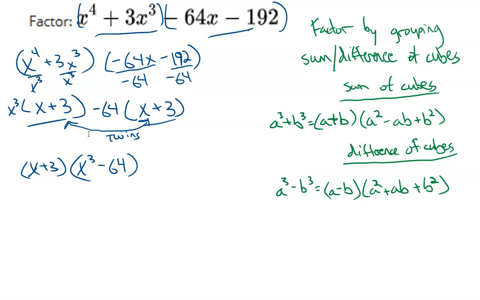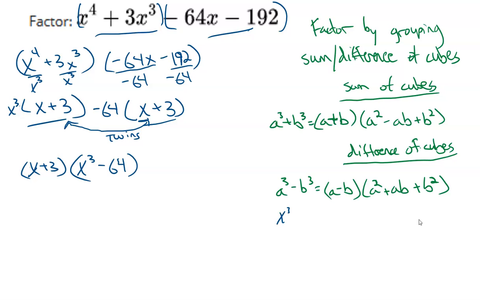When you get to this spot right here, you're going to notice you have x cubed minus a number, which means hopefully you can spot that this is a difference of cubes because it's subtracting the number. If it were x cubed plus 64, you would do the sum of cubes formula. I would write these formulas down on a formula sheet so you have them with you, sum of cubes and difference of cubes. So we're going to use the difference of cubes formula.